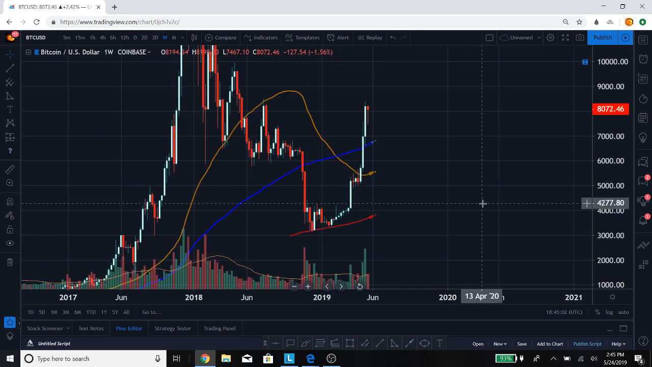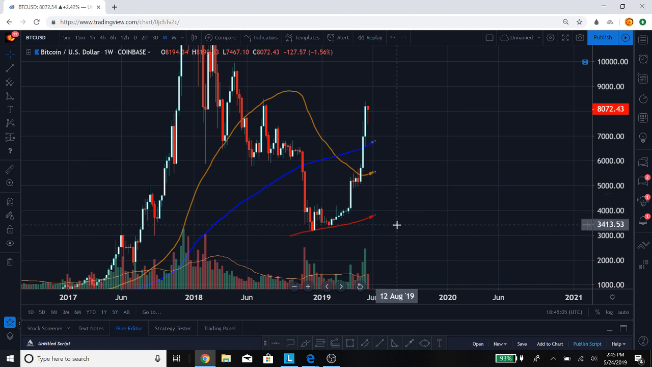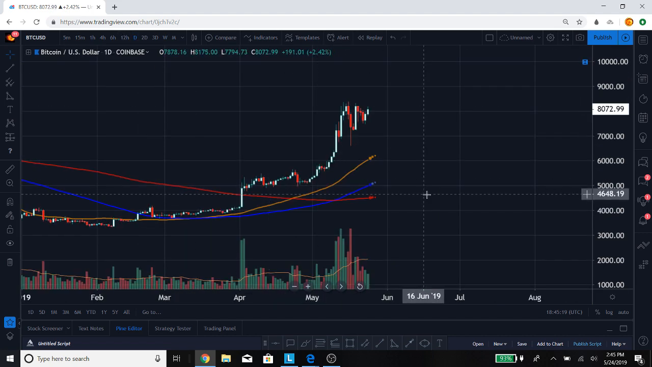Now the weekly, we're not there yet. We still have the 100 over the 50 over the 200. And we want to get our 50 to cross above our 100 to make the weekly as bullish as our lower time frames are showing as well. Let's go back to the daily for a couple moments here.